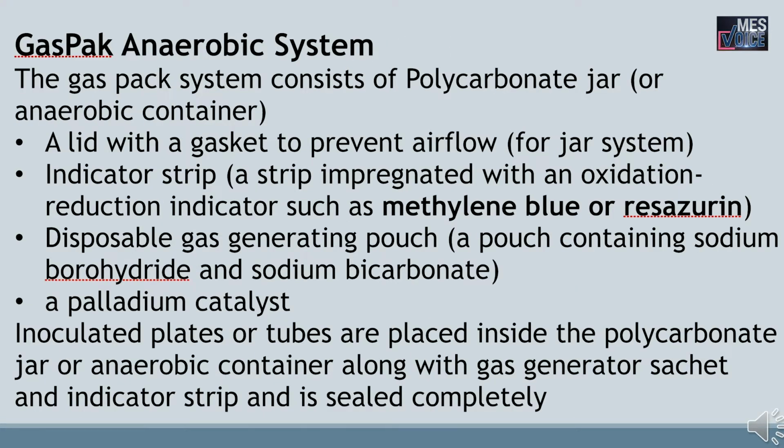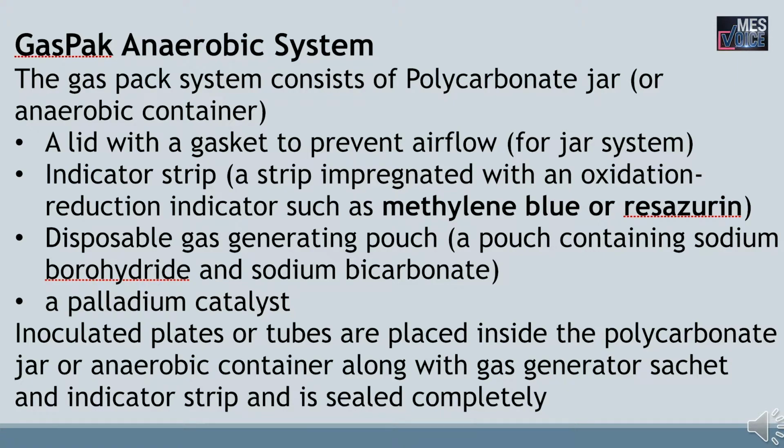Next is the gas pack system. Here the system consists of a polycarbonate jar, and the jar has a lid with a gasket to prevent airflow. It also contains two types of indicator strips. One strip is impregnated with reduction indicators such as methylene blue or resazurin, whereas the other indicator is a biological indicator.